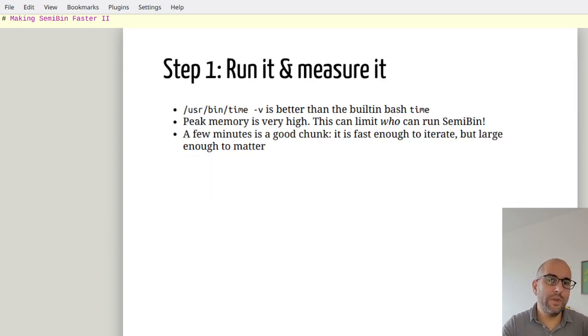So the number one point is we want to measure it. We want to figure out where time is being spent, and we want to get a feeling of where it is worthwhile to invest our resources. I'm going to now switch over to the console, which I've pre-prepared here.